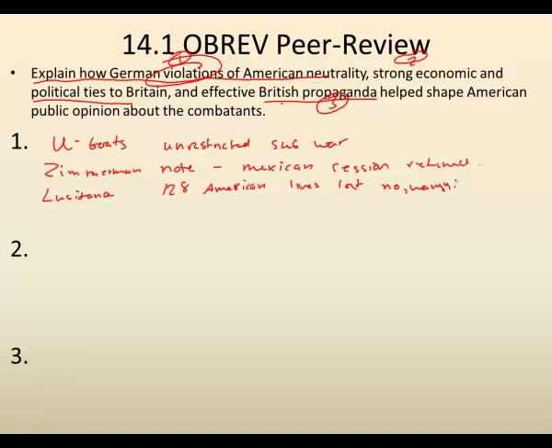Strong economic and political ties to Britain. TJ? U.S. financiers such as J.P. Morgan were given permission by the U.S. government to extend $3 billion in credit to Britain and France. Good. Why would they do that? Why would they give them money?